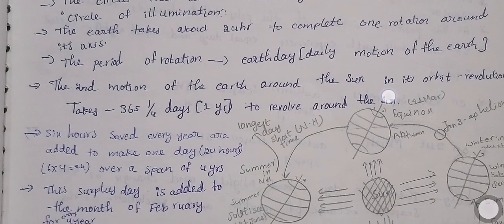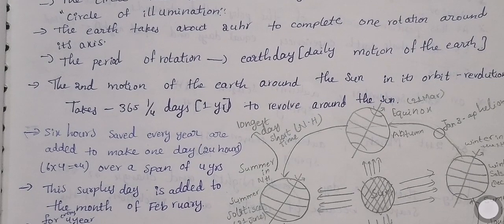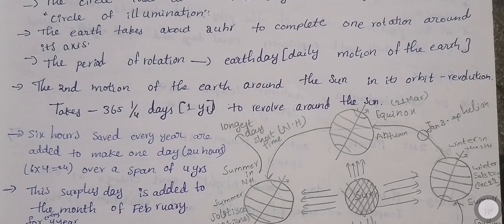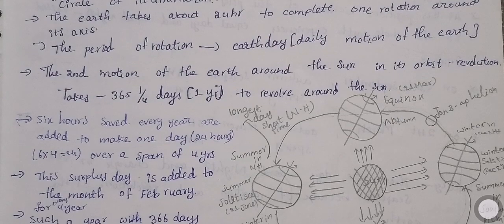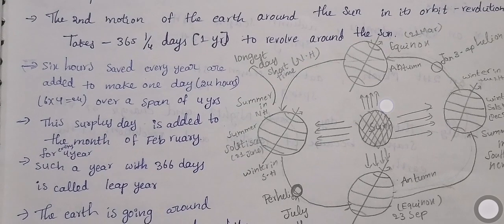Next, the second motion is revolution. Revolution takes 365 1/4 days, that is 1 year, to revolve around the sun. Here 1/4 day is 6 hours. Every year 6 hours is saved, and these 6 hours for every 4th year combine to make one extra day, that is the leap year, that is February 29, over a span of 4 years.